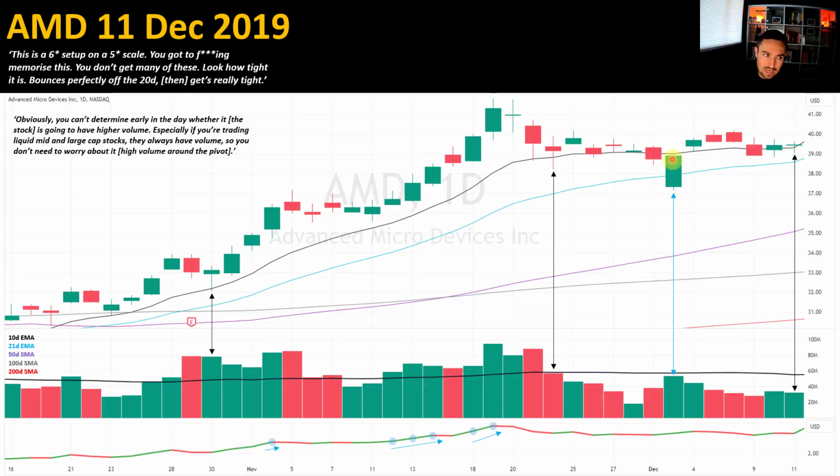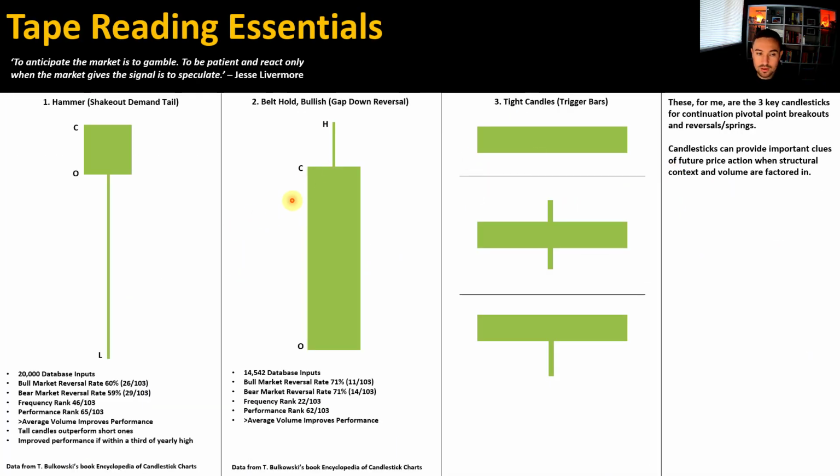So here, see how QULLAMAGGIE is? Now I'm using the 21. That's just the one that I like to use on my chart, but they're pretty much of a muchness, okay? They're not obviously in exactly the same spot. But when he's talking about here, bounces perfectly off the 20-day, he's talking about this bar here, okay? Now this bar here is also a gap down reversal bar.